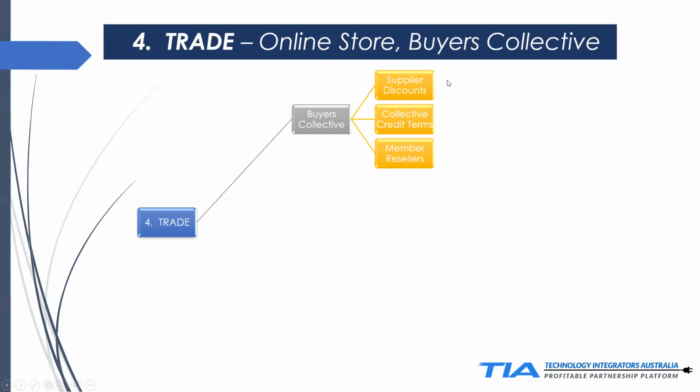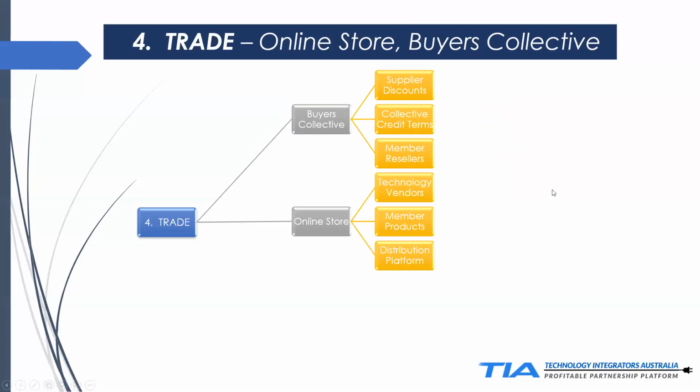Ultimately, through the volumes that we'll be generating through the organisation, we'll be able to have things like supplier discounts. We may have collective credit terms where members who don't have long credit terms can actually work with members who do, things like that. We'll have technology vendors coming in on the online store. Members can also promote their products. We are encouraging members to start to specialise and develop products in their area of specialty.